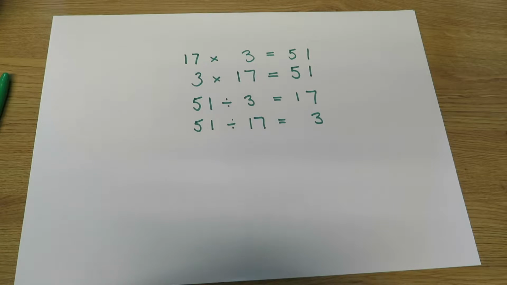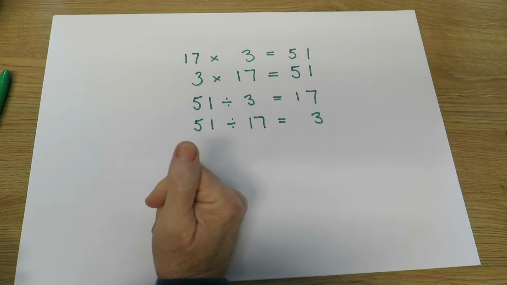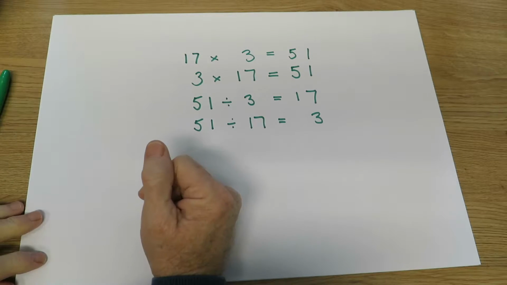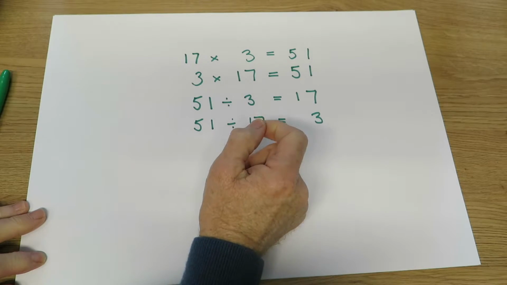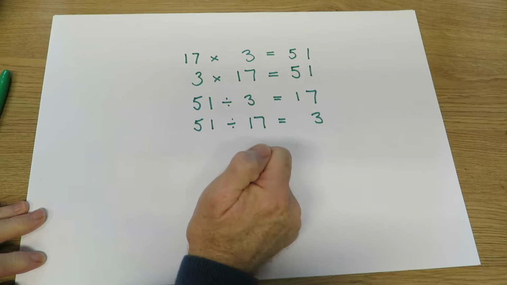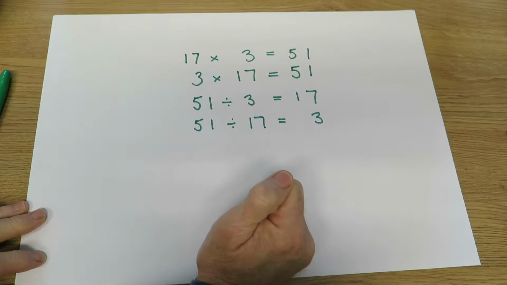Multiplication for ages 10 to 11. Of course, multiplication and division are closely related because division is the inverse of multiplication. So, for example, because 17 times 3 is 51, 3 17s are 51, then 51 divided by 3 must be 17, and 51 divided by 17 must be 3.